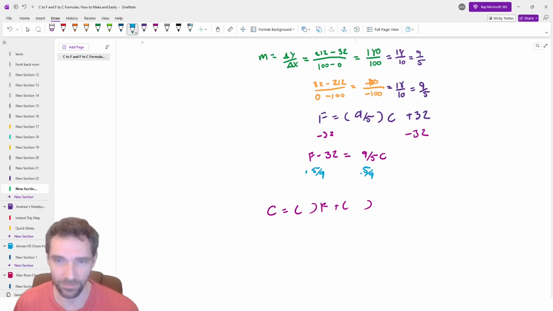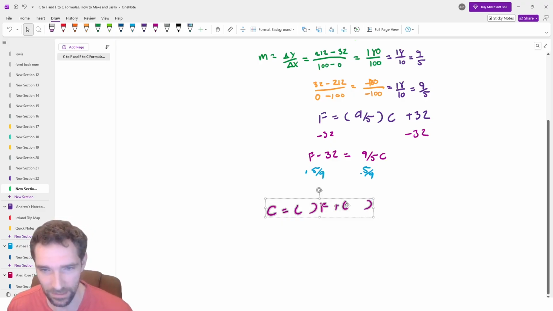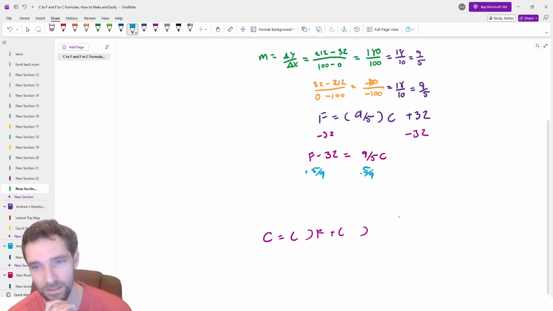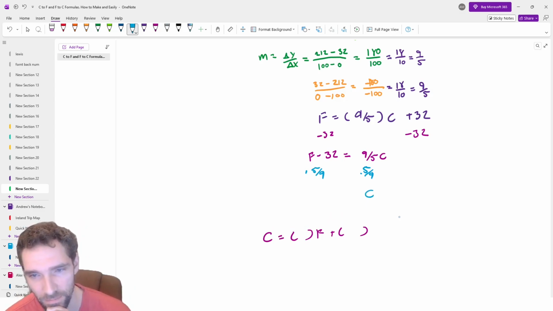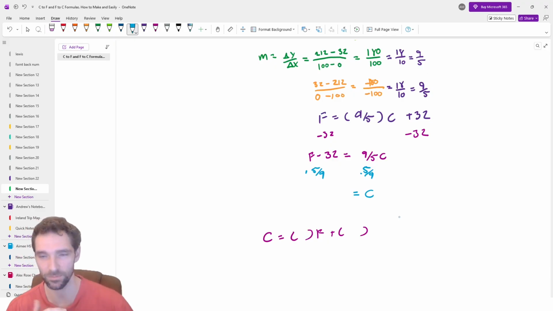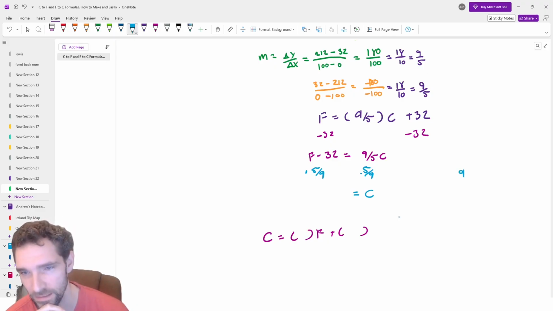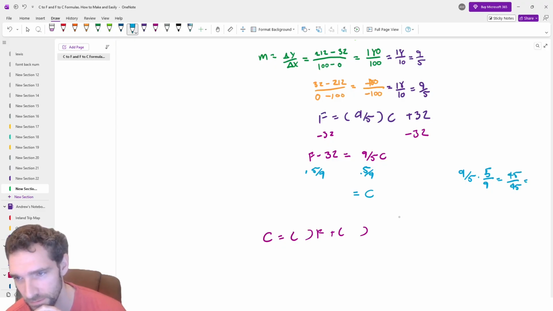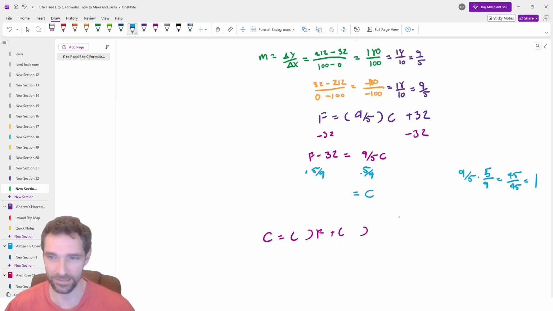And that's going to be a bit weird because now we're going to have to cancel some things out. So the C is now canceled out because if you multiply it by a reciprocal, if you have the 9/5 times the 5/9, that ends up being, what's that? 45/45, which is just 1. So that gets the C by itself. That's kind of why we're multiplying by that.